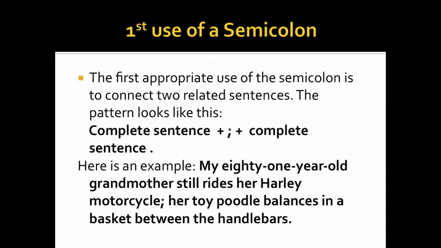The first way to use a semicolon is to connect two independent sentences that are closely related. So you have a complete sentence, semicolon, another complete sentence. Here's an example. My 81-year-old grandmother still rides her Harley motorcycle; her toy poodle balances in a basket between the handlebars. So both of these are complete sentences, and they're closely related. They're both talking about what happens on the motorcycle. So a semicolon here is important.